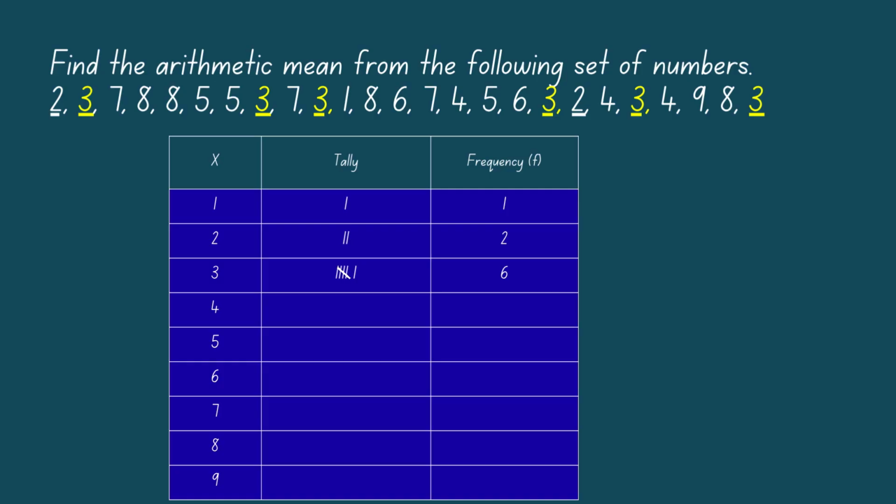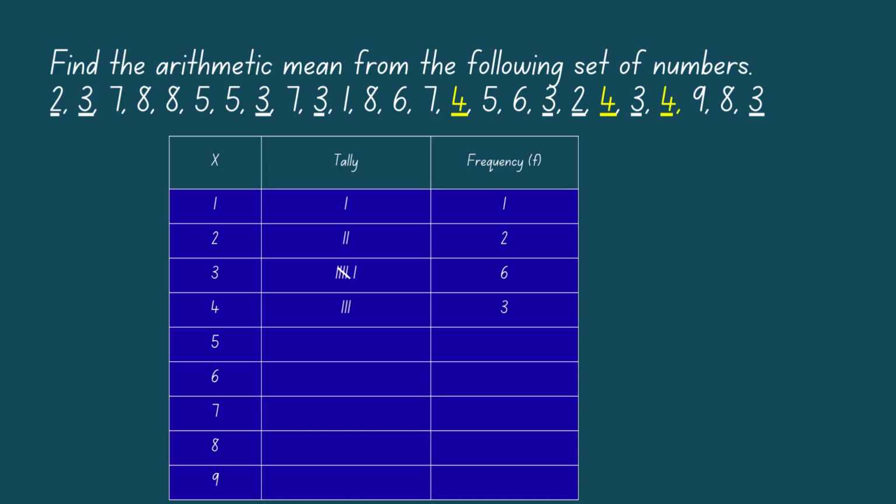Then looking at 4, how many 4s do we have? Let's start scanning. We have the first 4 here, so we put 1 tally here. We have the second 4 here, we put 1 tally here. Then we have the third 4, another tally here. So a total of 3.